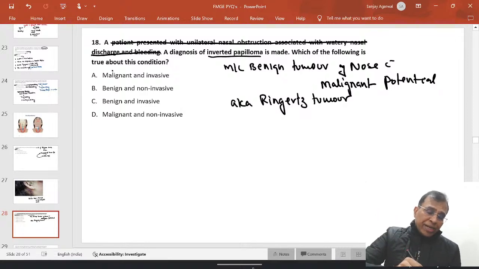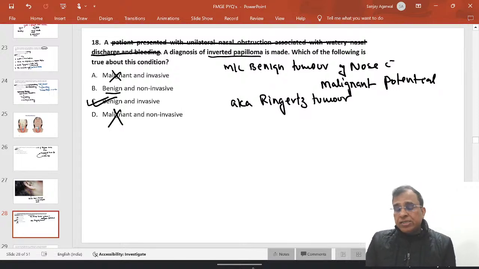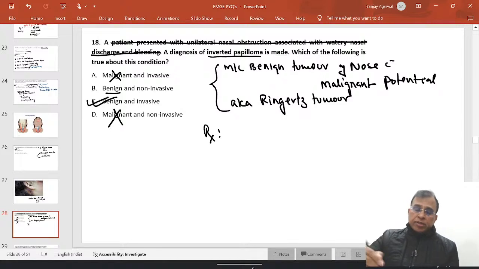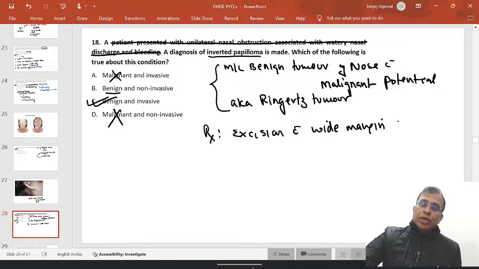So it's not a malignancy. So these two are out. It's a benign tumor with malignant potential, meaning invasive. Malignancies are invasive in nature. So this becomes your correct answer: a benign tumor which is invasive like a malignancy. Okay, so these are the important points about inverted papilloma. The only other important thing may be about treatment. Now there are two things you can say. You can say excision with wide margin. When we excise the tumor, we take a margin of how much? 1 to 2 centimeter around the tumor. The same treatment can also be called medial maxillectomy.